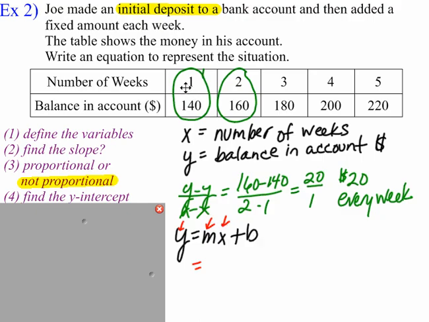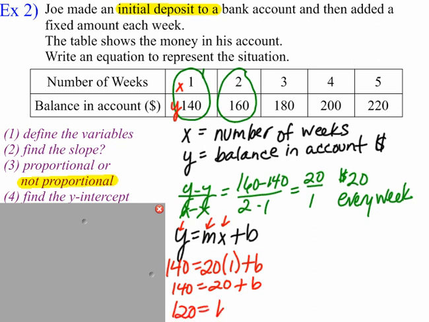I'm going to use this point here as my x and y. In the y place, I'm going to put 140. In the m place, I'm going to put that 20, which we just found is our slope. And in the x place, I'm going to put that x value of 1. So I have 140 equals 20 plus b. So I have to think to myself, 20 plus what will give me 140? And hopefully everybody realizes that that's 120.